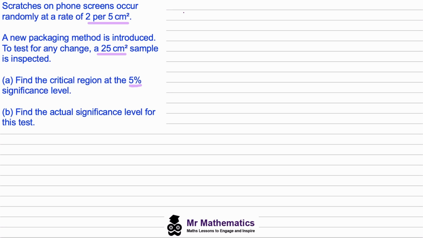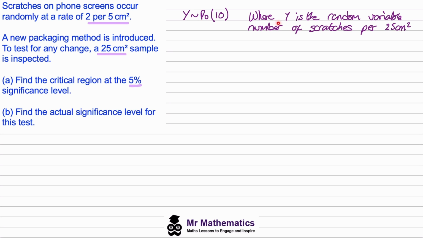So if we begin by defining Y as being distributed with a Poisson, what do you think the average would be? If we're testing 25 centimeters squared, and the scratches occur at a rate of 2 per 5 centimeters squared, then our lambda will be the 2 times the 5. So our lambda will be 10, where Y is the random variable, the number of scratches per 25 centimeters squared. And now we need to define our hypotheses. Our null hypothesis is that lambda is equal to 10.